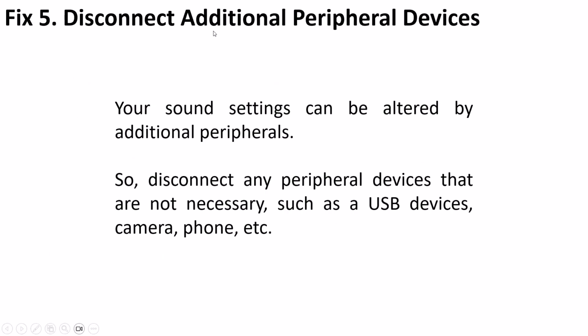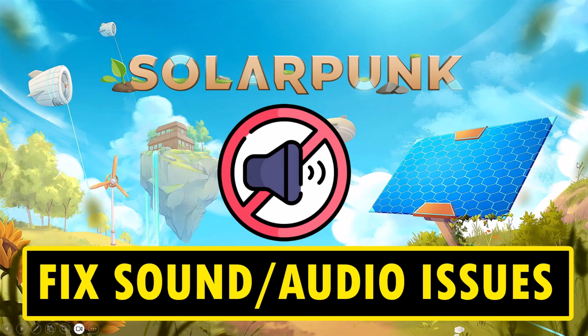Fix 5 is to disconnect additional peripheral devices. Your sound settings can be altered by additional peripherals. So disconnect any peripheral devices that are not necessary, such as USB devices, camera, phone, etc. and then launch the game and check. By following these fixes, you can easily solve sound or audio problem in Solarpunk game.